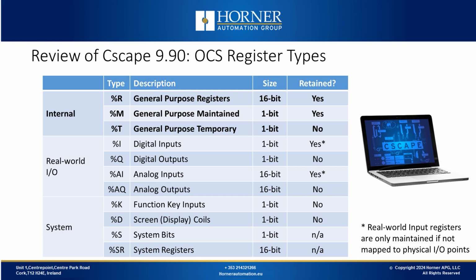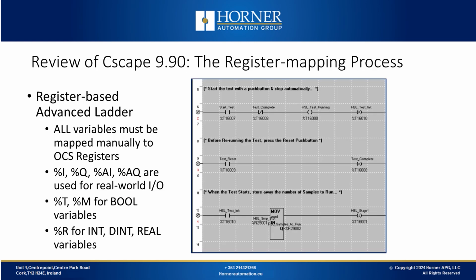Also in this list, we have register types dedicated for real-world I/O and system variables. For register-based advanced ladder, the mapping of variables to OCS register space is done manually, and every variable that is created must be mapped by the user. In the ladder screenshot shown, we've highlighted variable names or I/O names in blue and the register locations in yellow. We can see that every variable in the program has been mapped manually by the user.